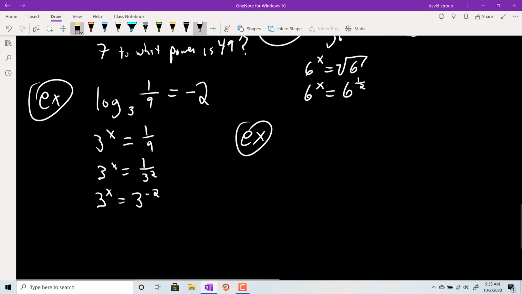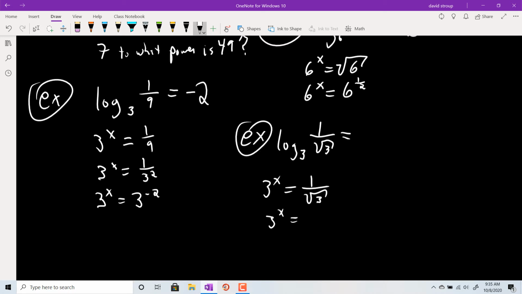All right, so next example. Log base 3 of 1 all over root 3 equals. So 3 to what power equals 1 over root 3? Well, I can rewrite root 3 as 3 to the 1/2. And then I could rewrite 1 over 3 to the 1/2 as 3 to the negative 1/2. And so x basically equals negative 1/2.